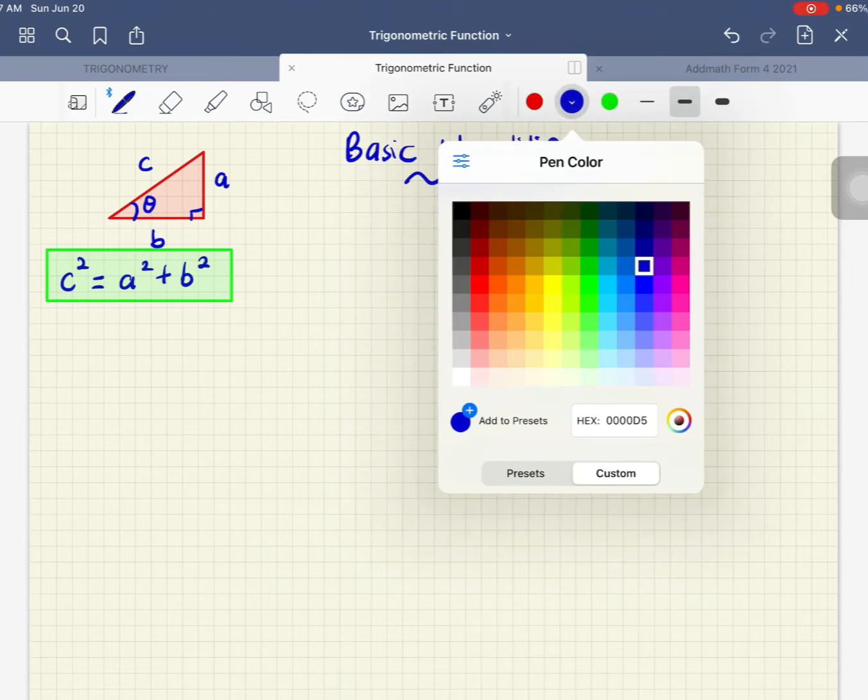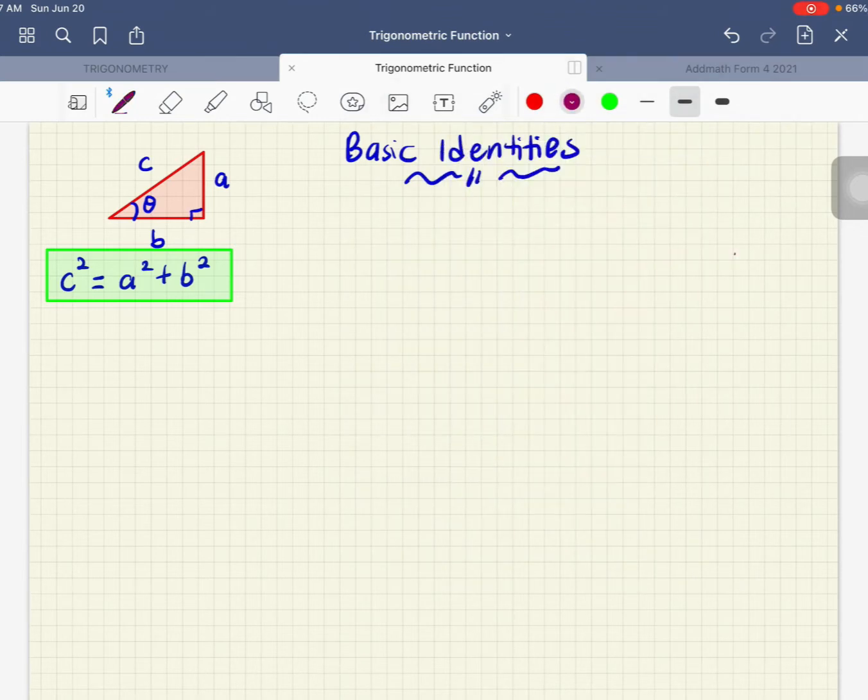Now let's start. The first thing first: if we want to find sine theta using the Pythagoras theorem, remember SOH CAH TOA, the formula to find sine, cos and tangent. Sine theta is equal to A over C, cos theta is equal to B over C, and tangent theta is equal to A over B.